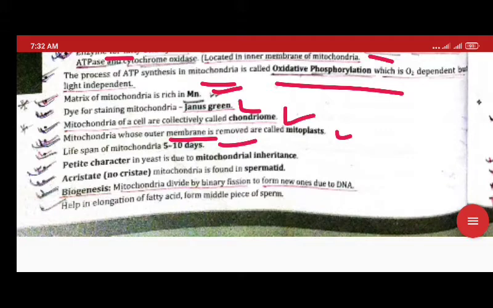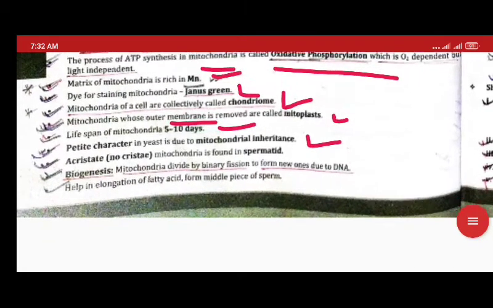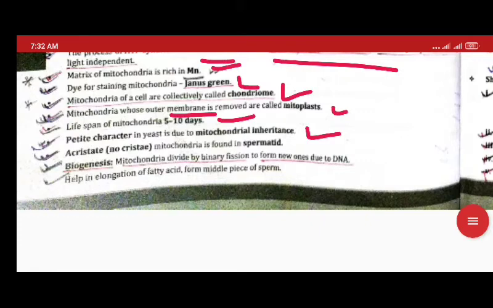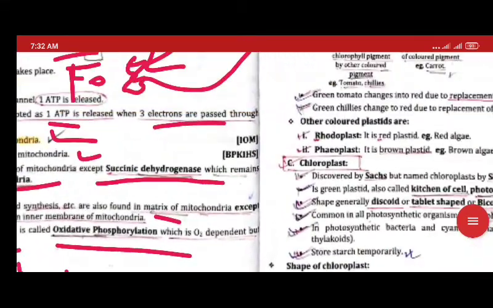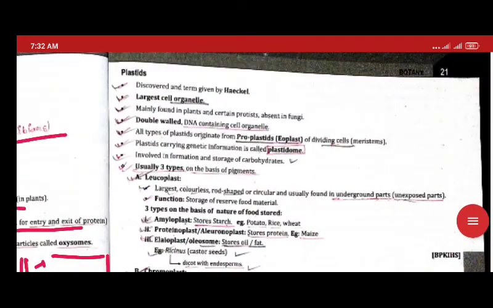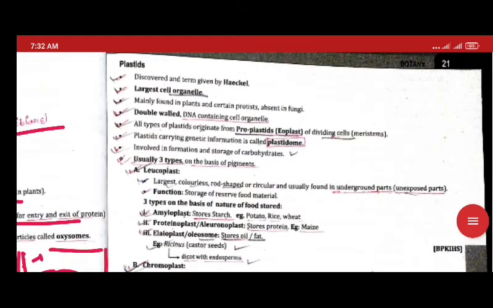Lifespan is up to 10 days, or you can say 1 week. Now petite character in yeast is mitochondrial inheritance. No cristae in sperm. Now biogenesis: mitochondria divide by binary fission to form new ones, due to DNA, which helps in formation of the middle piece. For fatty acid, two enzymes, ATPase and cytochrome oxidase, are not contained in the matrix but on the inner side of the membrane.